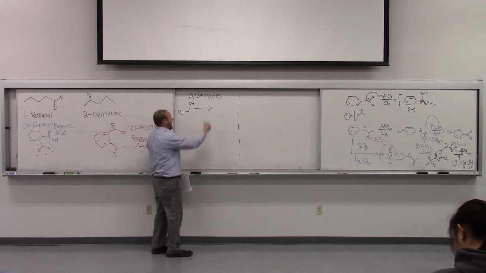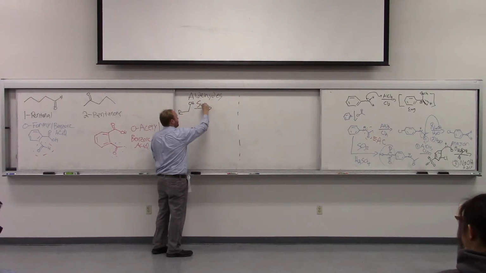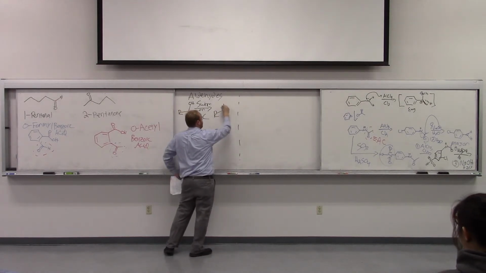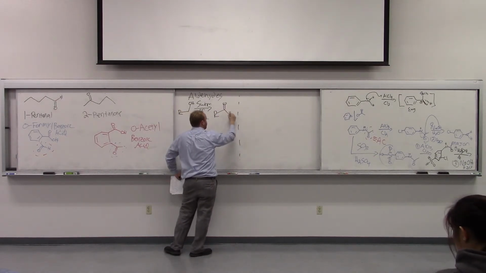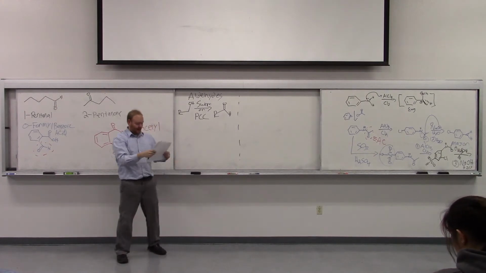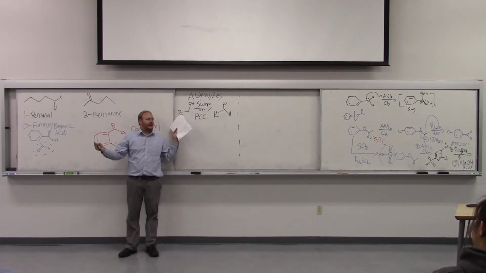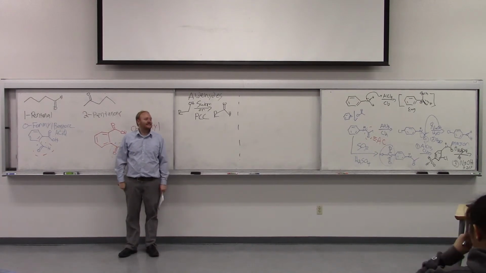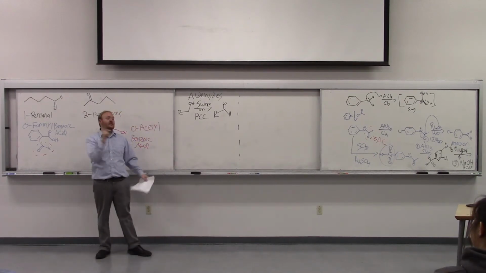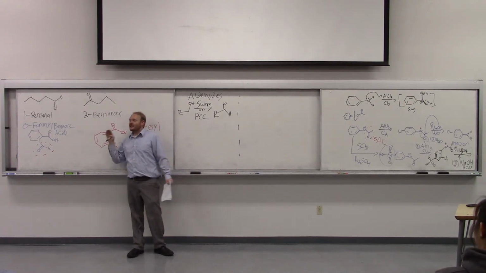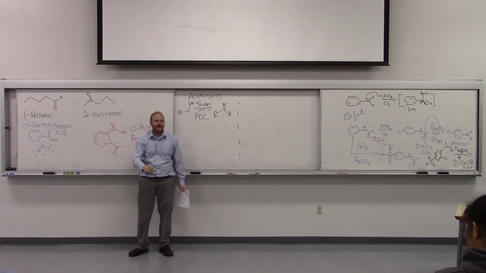So we can do a Swern oxidation or a PCC oxidation. Those will give us aldehydes. Another way to make an aldehyde. Pretty much we haven't learned any other ways to make aldehydes, right? From 232, you should have learned ozonolysis. And ozonolysis can definitely give you aldehydes.